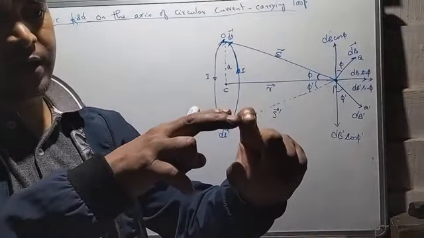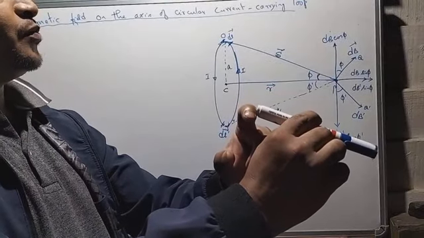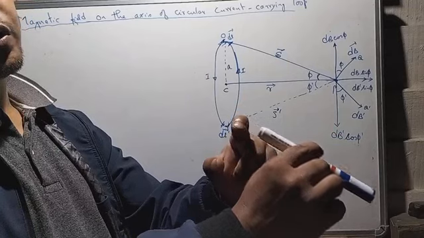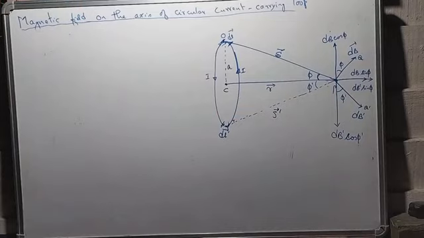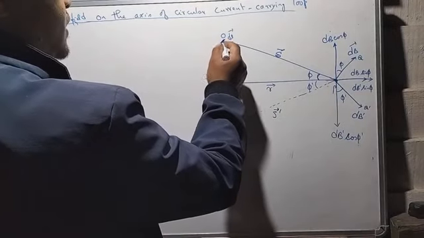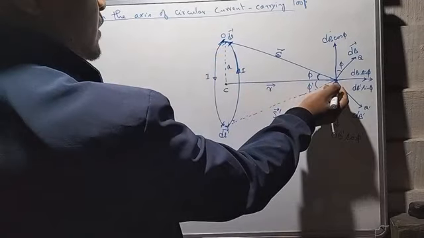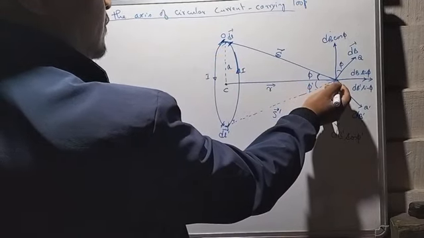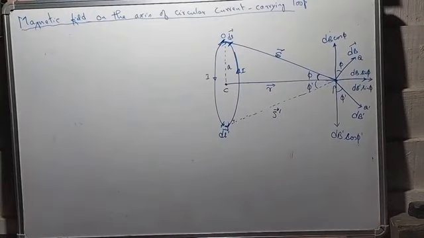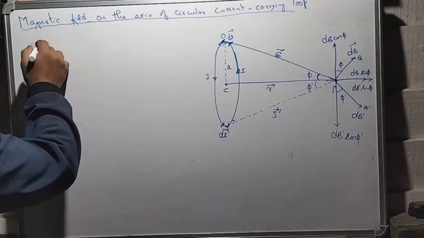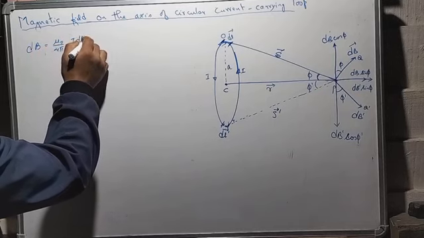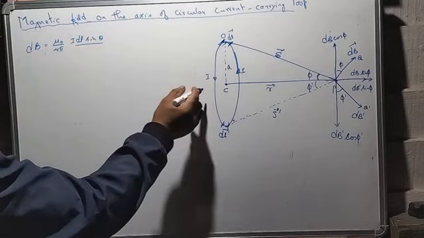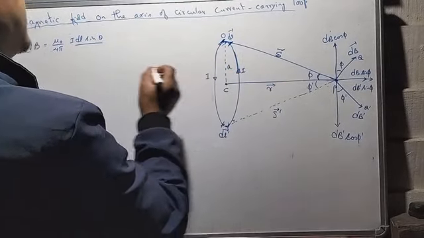Now this is my dl, and this is my line PO. The angle between PO and this current element dl is 90 degrees. So if you consider this current element dl, then I will get the small magnetic field at point P. The small magnetic field at point P due to this current element I dl would be dB equals mu naught upon 4 pi, I dl sine theta upon, what is the distance between dl and P? It is s, so s square.